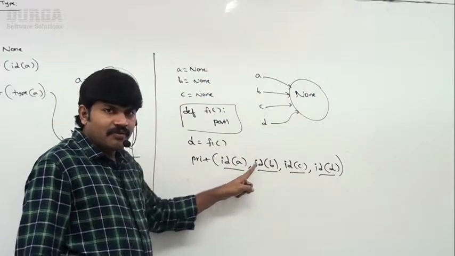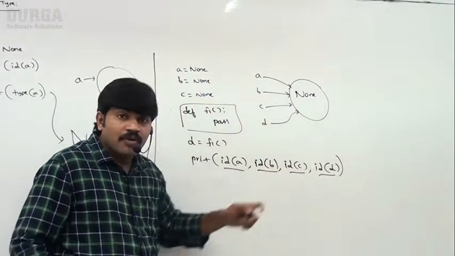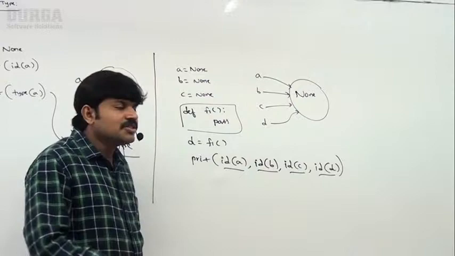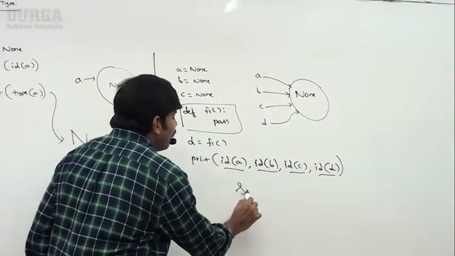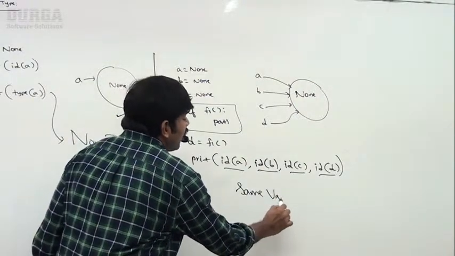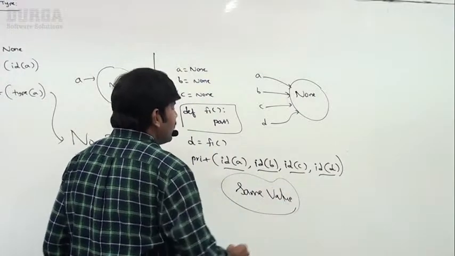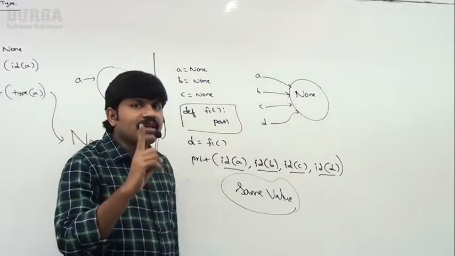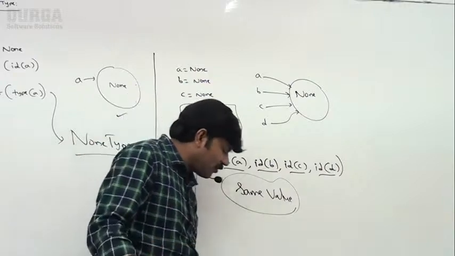What is the address of A? What is the address of B? What is the address of C? What is the address of D? Sir, we are always going to get the same value. Because how many None objects will be created internally? Only one None object.